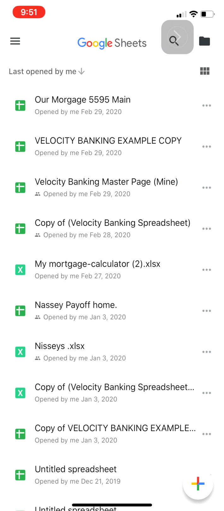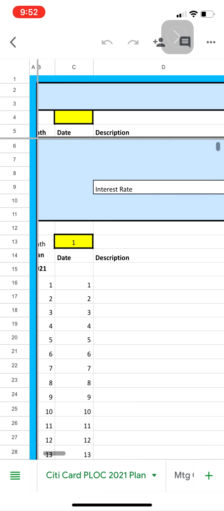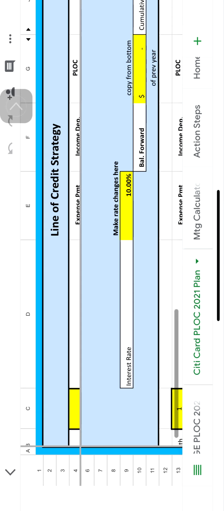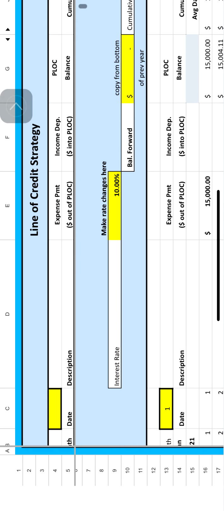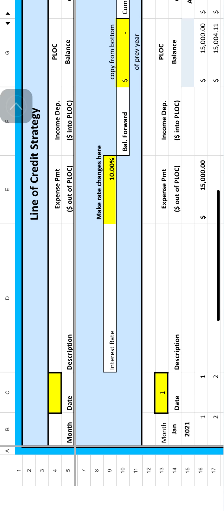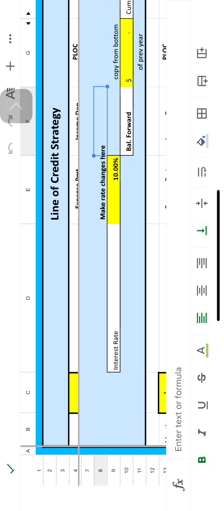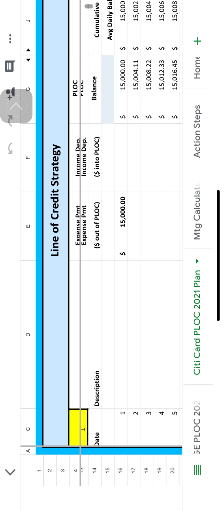So okay, let's go over to the Velocity Banking page. Okay, let me just do a fresh PLOC 2021. You can't even see my screen properly. So okay, say you have a personal line of credit at like 10% interest rate. You chunk $15,000, right?